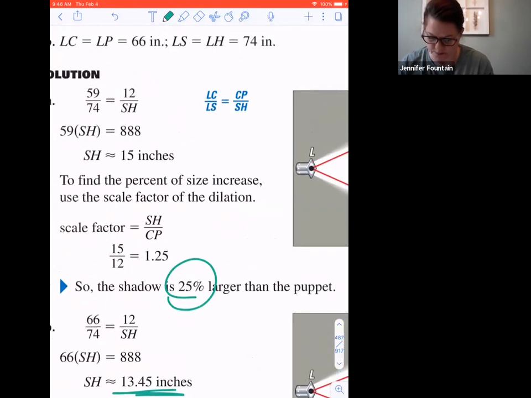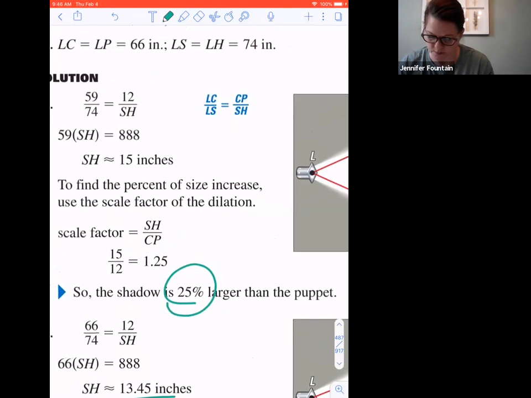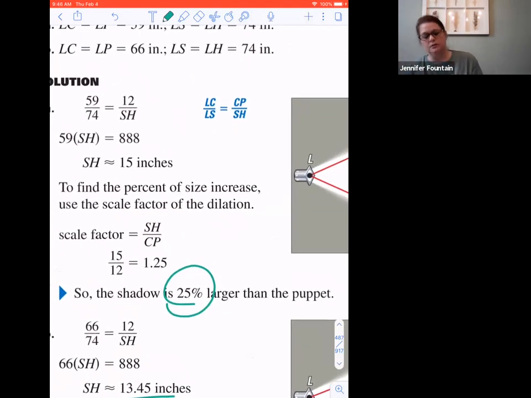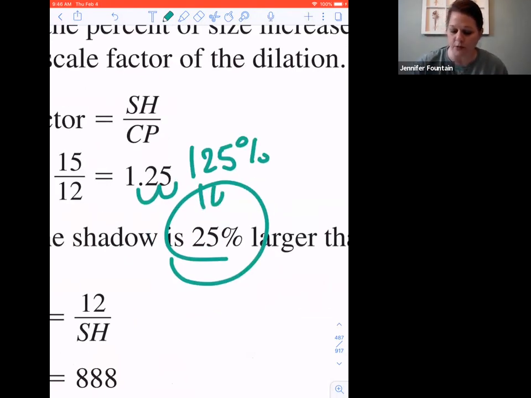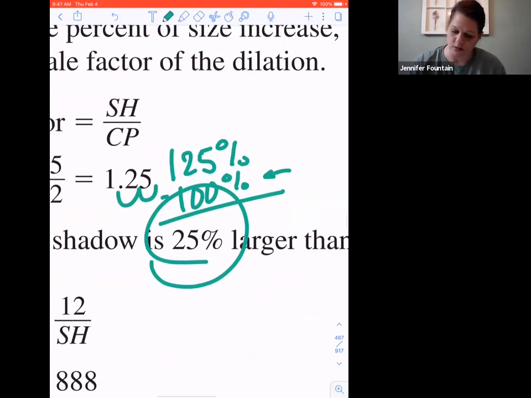I want you to think about our numbers here. Okay, so if I made this a decimal, this is 125%, right? That doesn't mean that it's 125% larger than. What you have to think about is my original was 100%. My original figure, so that's my original, and actually we'll just say my image and my pre-image.